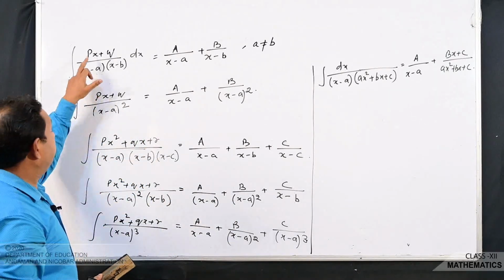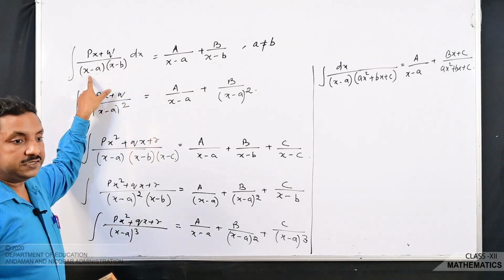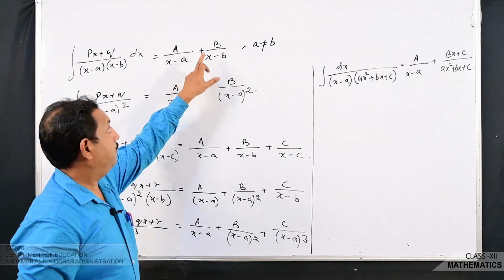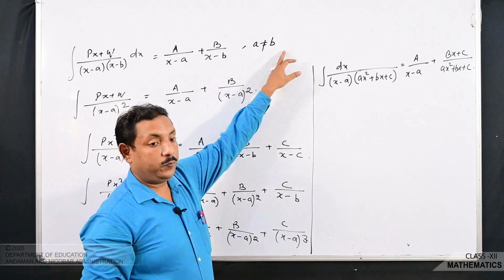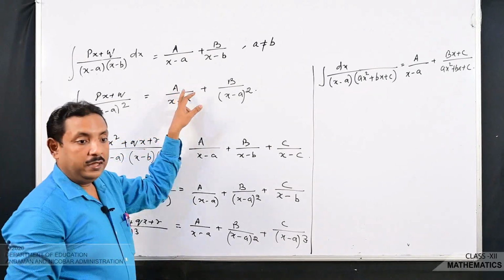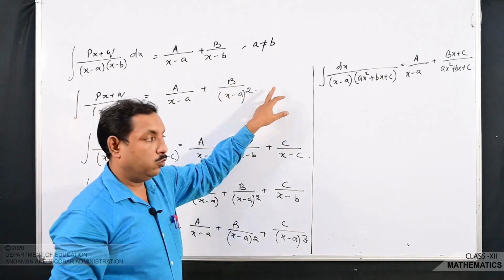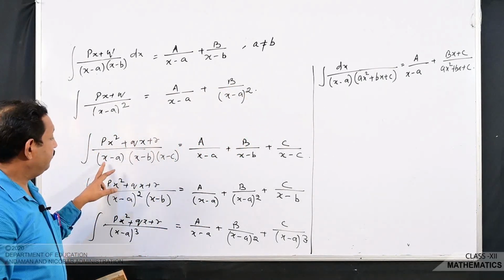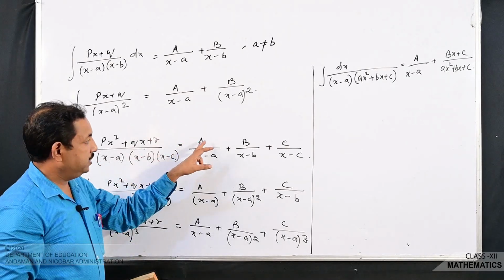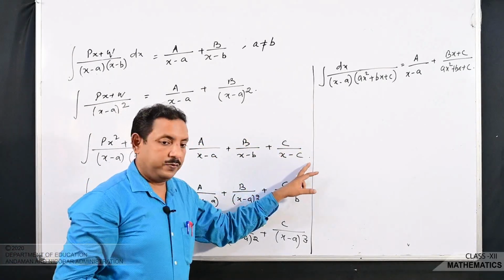Here in the first case, px plus q upon x minus a, x minus b, two distinct factors, can be split as A upon x minus a plus B by x minus b. A, b should not be equal. When repeating factors will be there, your splitting will be A upon x minus a plus B by x minus a the whole square. When you have three factors, that means a cubic expression, you have to write A by x minus a plus B by x minus b plus C by x minus c.